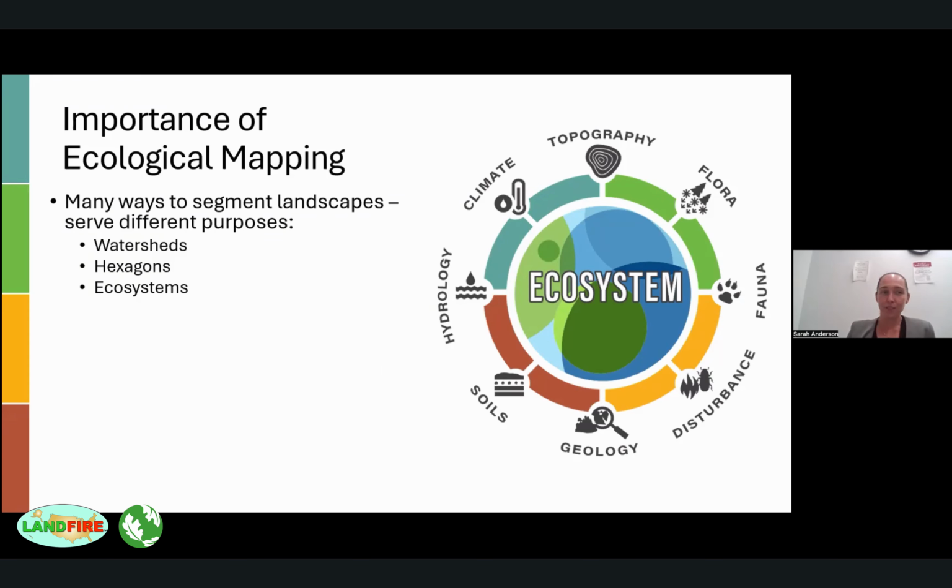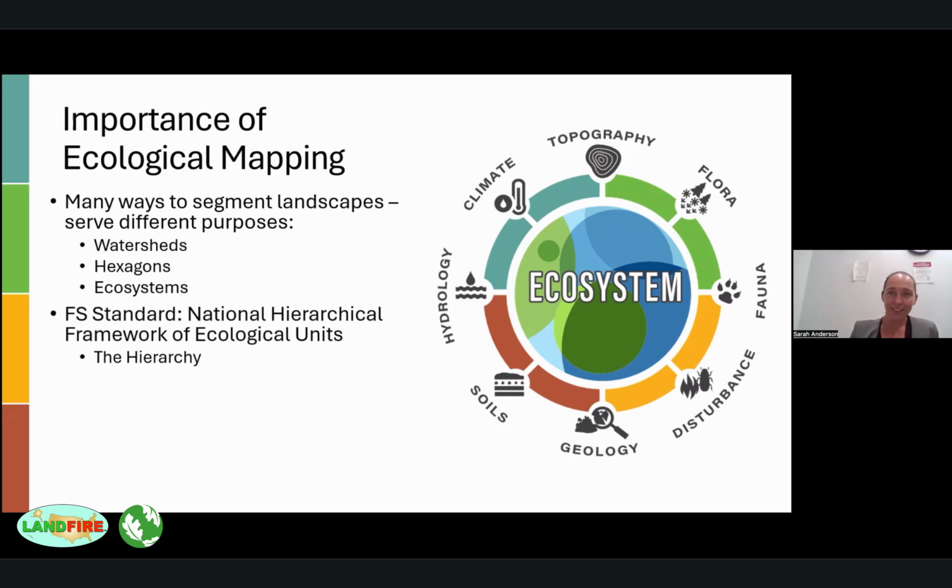Depending upon those purposes, you can consider watersheds, considering hexagons, right, Randy? And then also we can think about using ecosystems to segment the landscape. And depending upon our question and our purpose and our objective, there's a time and place for considering all of those different kinds of units.